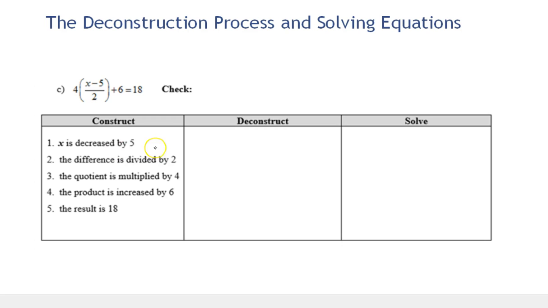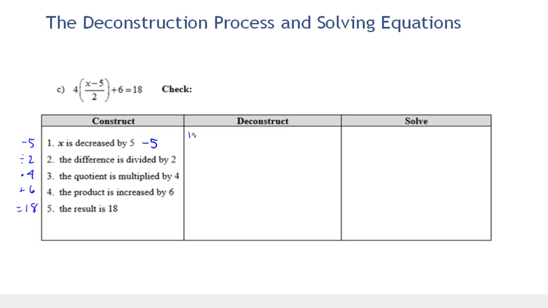Okay, let's look at the next one. Okay, so let's write shorthand for these. So decreased by 5, a little low on room here. I'm going to write these on the left. Decreased by 5, divided by 2. This is multiplied by 4, increased by 6, and the result equals 18. Okay. So now let's deconstruct by starting with 18 and reversing the processes until we get back to x.